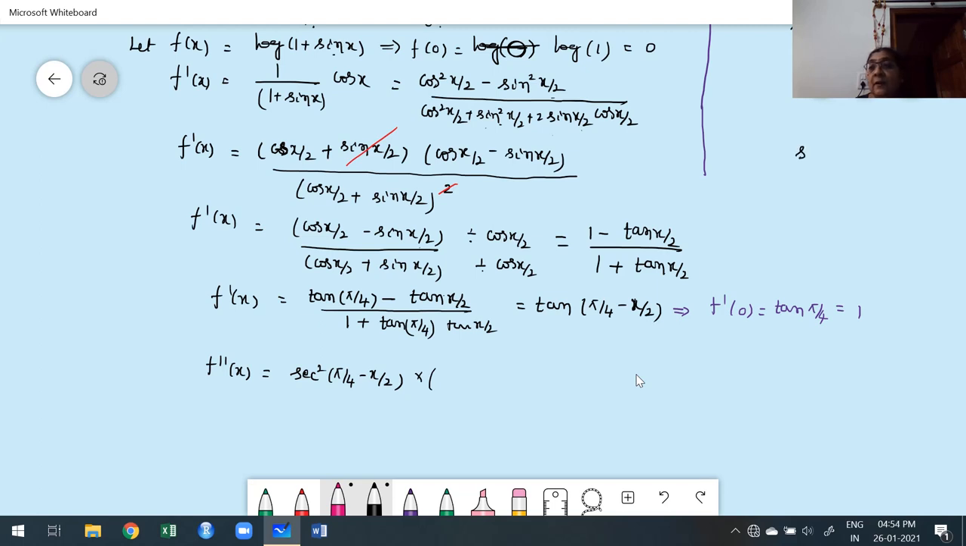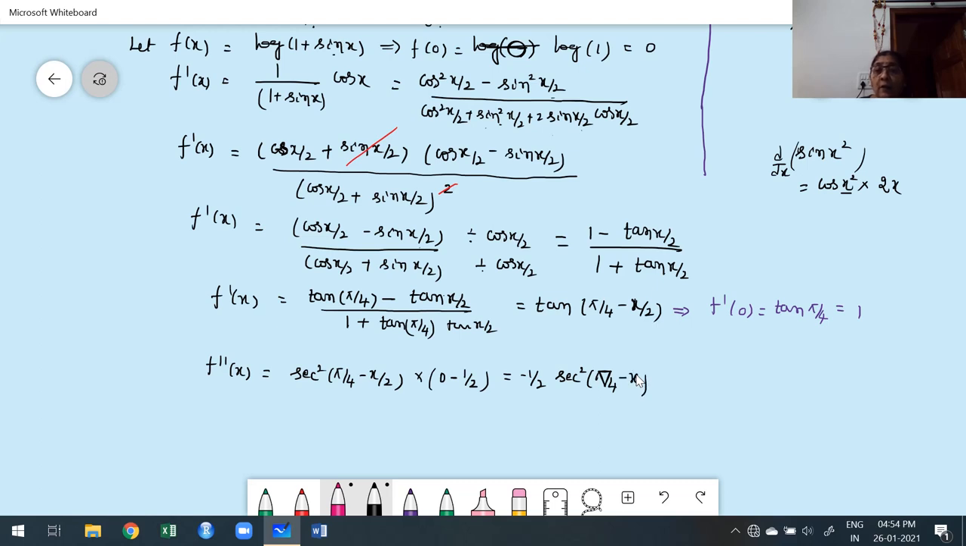Just like this one, please try to understand sine of x square. How to differentiate sine of x square with respect to x? First you find the derivative of sine, which is cos of x square, into the derivative of x square with respect to x, which is 2x. Like that, the derivative of tan is secant square of pi by 4 minus x by 2, into the derivative of pi by 4, which is 0, minus the derivative of x by 2 with respect to x, which is 1 by 2. What we get: minus half of secant square of pi by 4 minus x by 2.